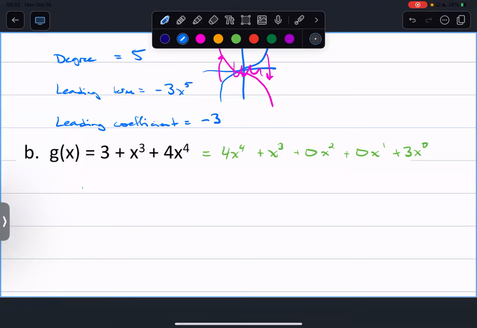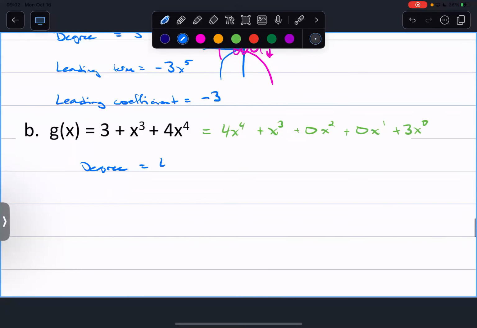Now we can say that the degree is 4, the leading term is 4x to the 4, and the leading coefficient must be 4.